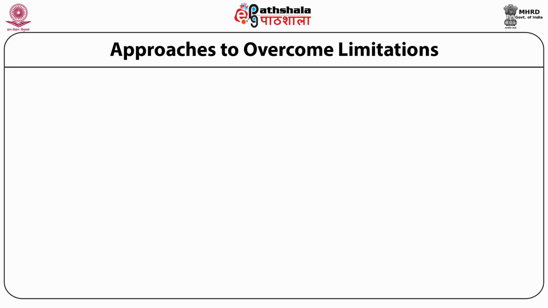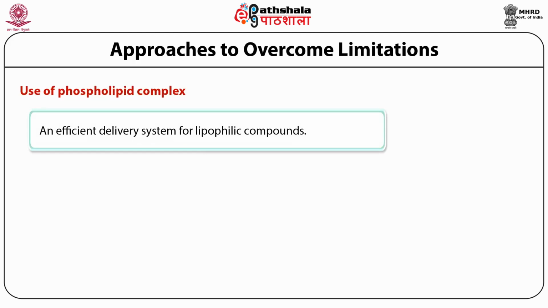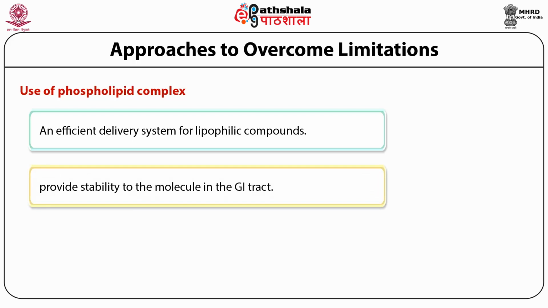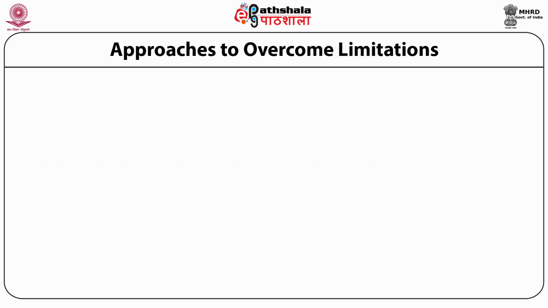Yet another way of overcoming the limitations of low bioavailability is by the use of phospholipid complexes. Phospholipid complexes are efficient delivery systems for lipophilic compounds. They provide stability to the molecule in the GI tract. This by far has been the most common way of enhancing the bioavailability of hydrophobic compounds. Despite the presence of these three modes of enhancing the bioavailability, they do have their own specific limitations, such as non-use in food materials. So, in the light of this, can nanoformulations be used for overcoming these limitations?